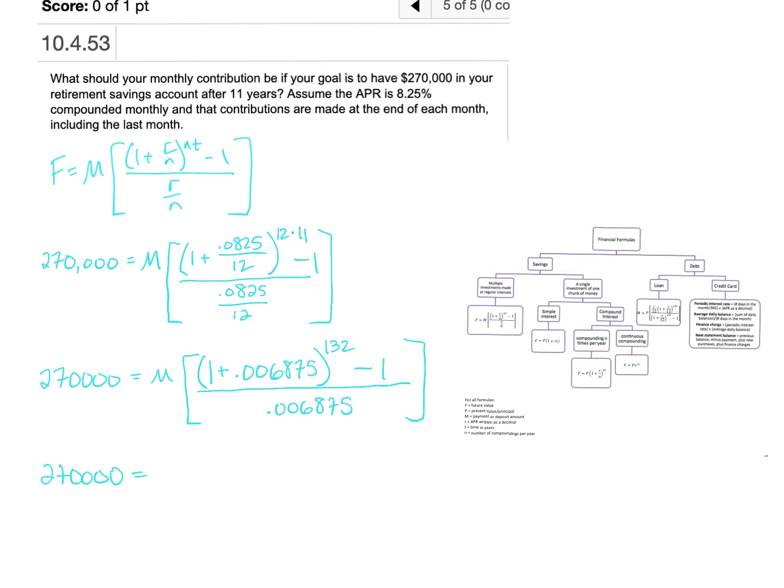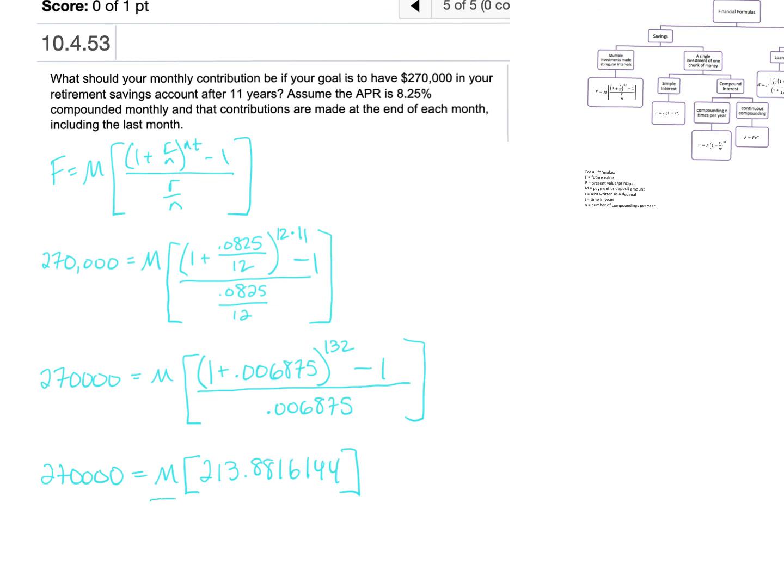Okay, 270,000 equals M times, okay, 1 plus 0.006875 is 1.006875. Raise that to the 132 power, then subtract 1, then divide by 0.006875, and we get 213.88161444, not rounding anything until the very end.